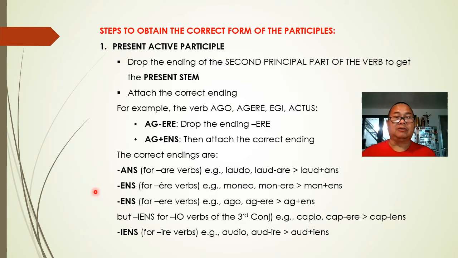Second conjugation, example, moneo, monere. Drop the ere, then add ens, you get monens. So, monens is the present active participle of moneo, monere. Third conjugation, example, ago, agere, short e. Drop the ere, you have ag plus ens equals agens.